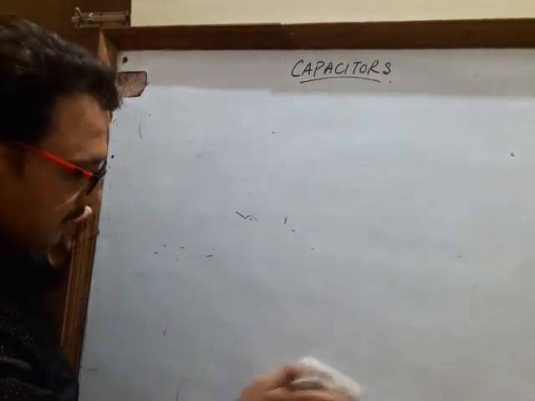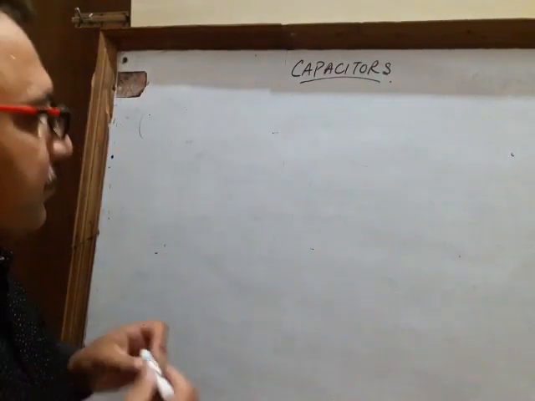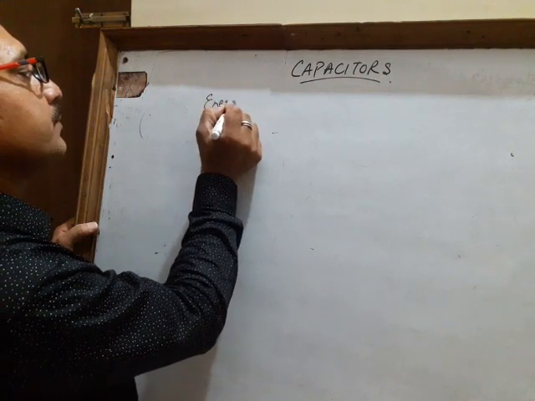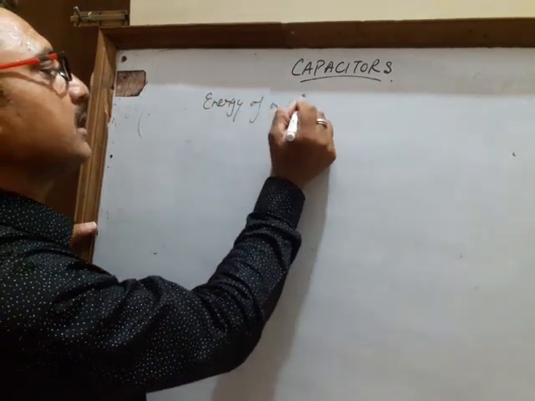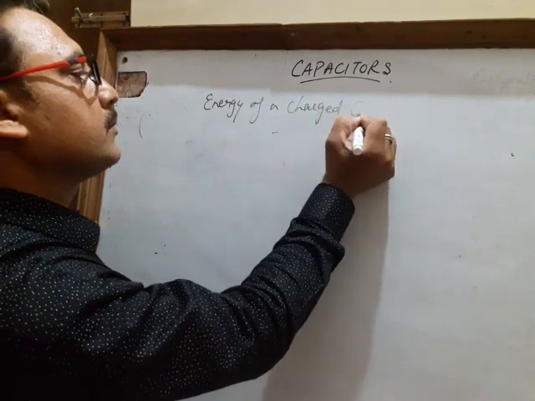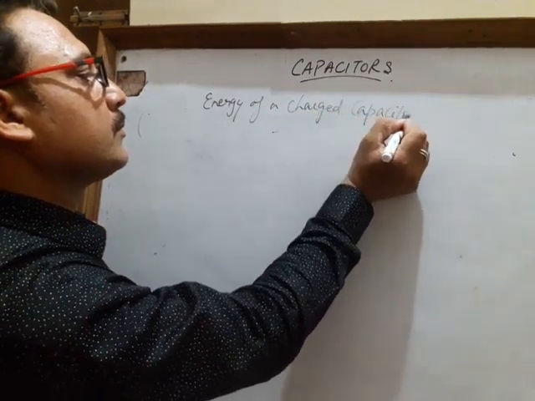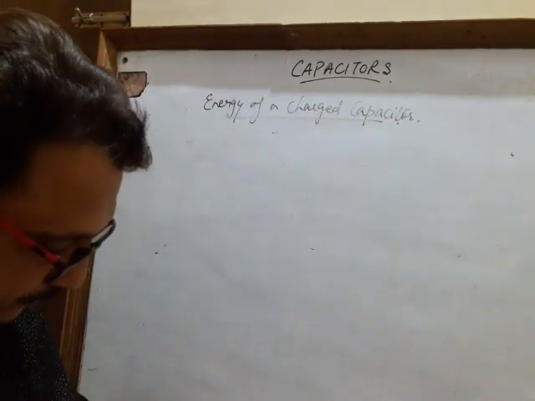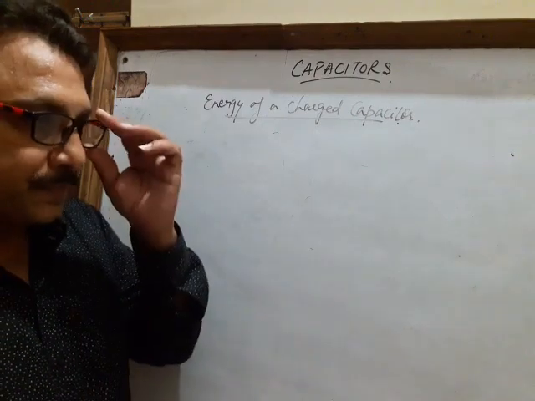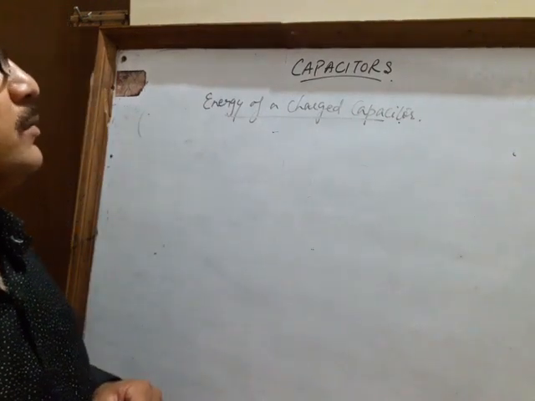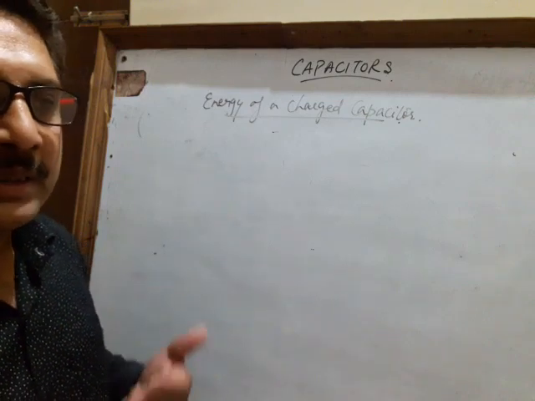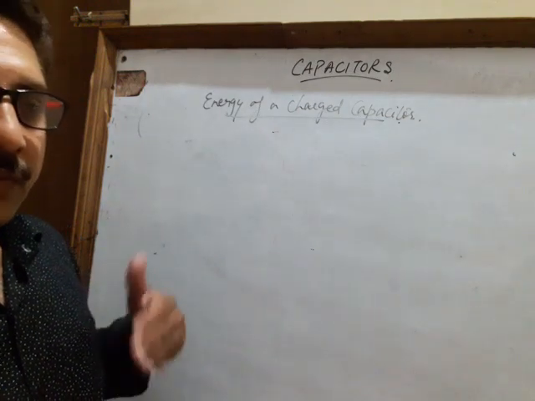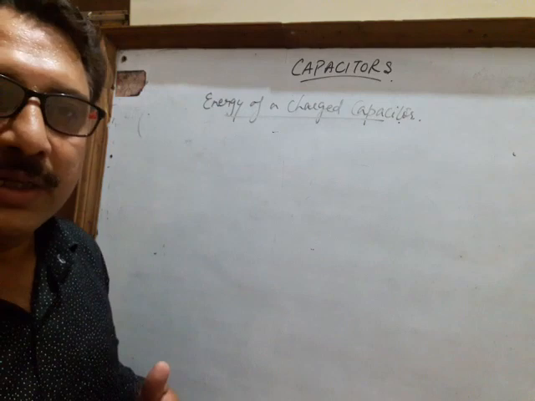And now one more topic you can take: energy of a charged capacitor. Whenever you have to charge the capacitor, we have to do a certain amount of work. Whenever work is done, that work is stored in the capacitor in the form of potential energy.